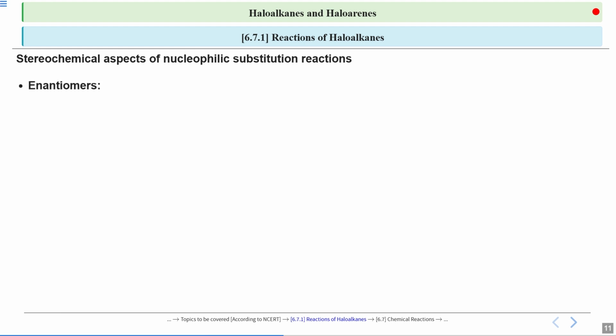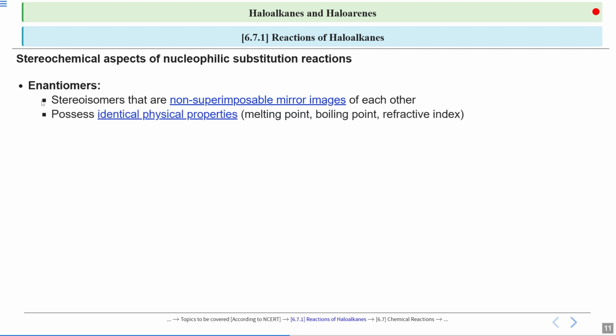Enantiomers. Now, let's see the enantiomers. Stereoisomers that are non-superimposable mirror images of each other. So enantiomers are those stereoisomers that are non-superimposable mirror images of each other. Until now, I hope you have understood the meaning of non-superimposable mirror images. So enantiomers possess identical physical properties, for example, melting point, boiling point, and also the refractive index.